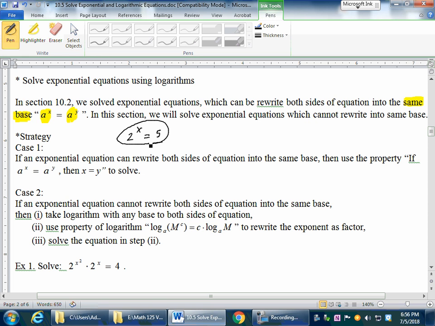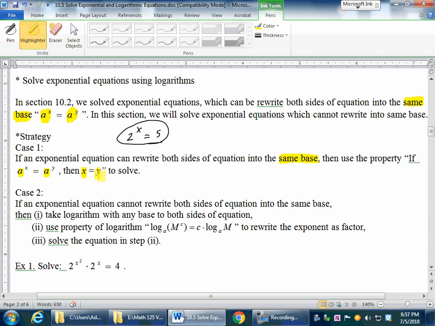I cannot rewrite this into the same base on both sides of the equation. So what we need to do is use logarithms to help us solve this type of problem. In 10.2 we used this idea: if the exponential equation can be rewritten with the same base, then we can use the property that if the exponentials on both sides have the same base, then logically the exponents must be equal to each other. So we use that idea.